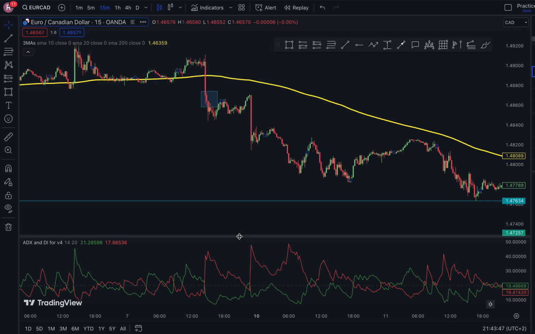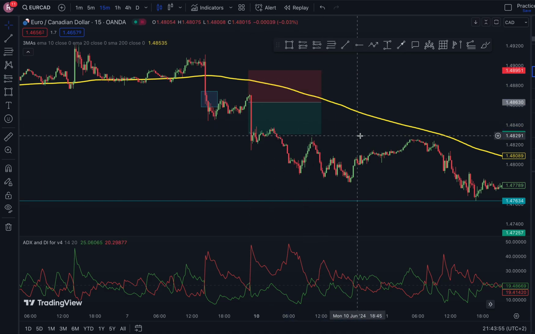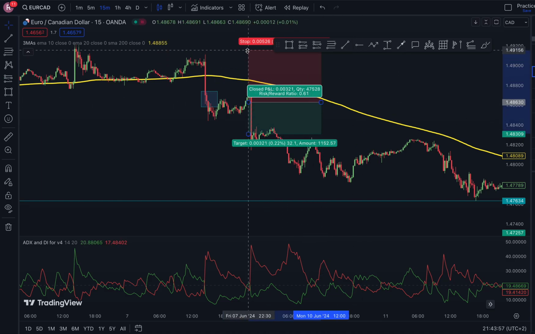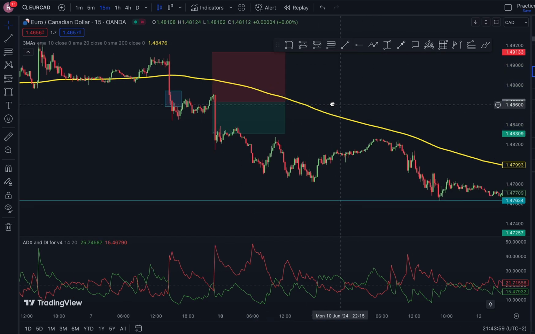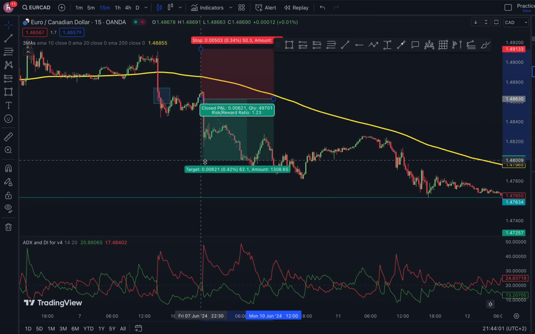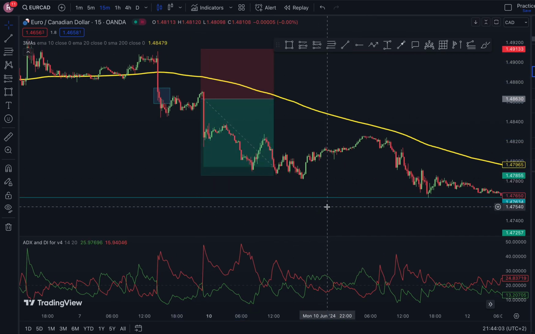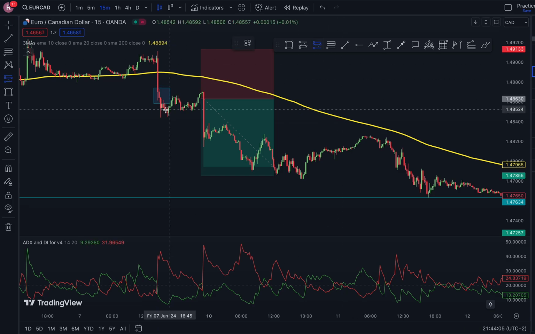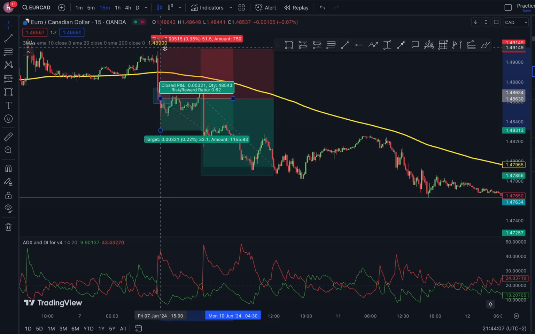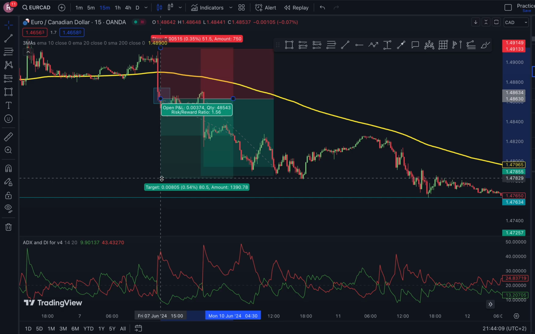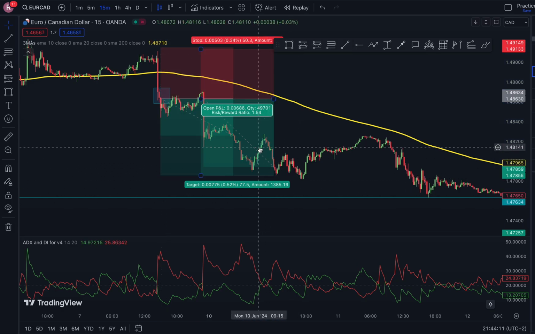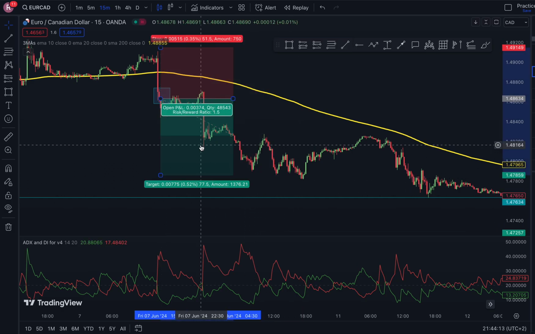So let's do that again. We have a crossover right here. Stop loss above the highs, and take a sell trade. So you could have taken a double trade right here. That was going to be a double trade.